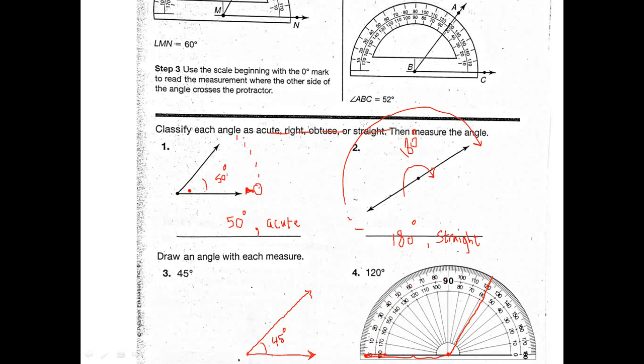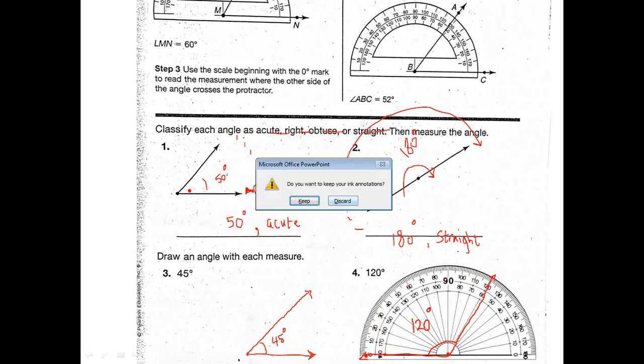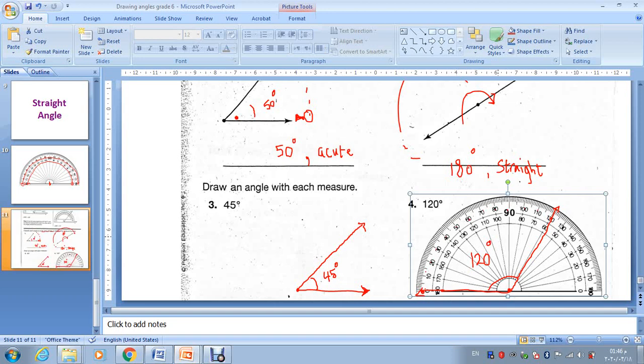I just don't like it, so I will erase this one. It looks very bad, sorry. Okay, so I will just draw a straight line and put the arrows. We can call this now a 120 degree angle.